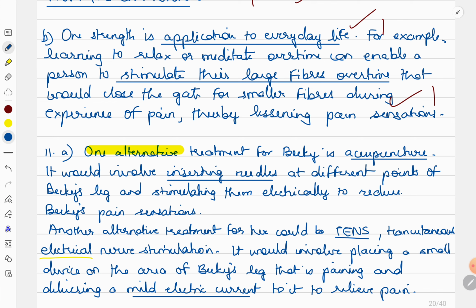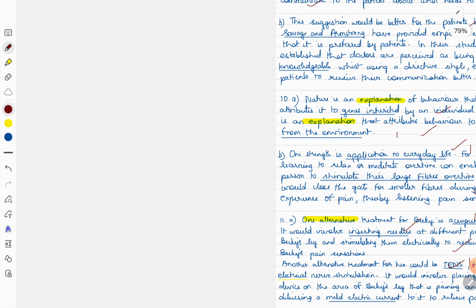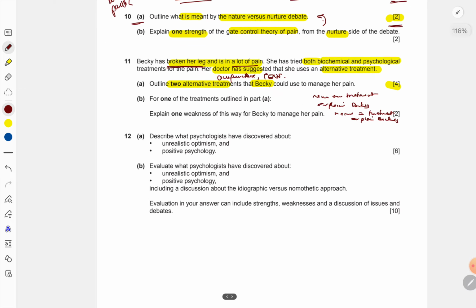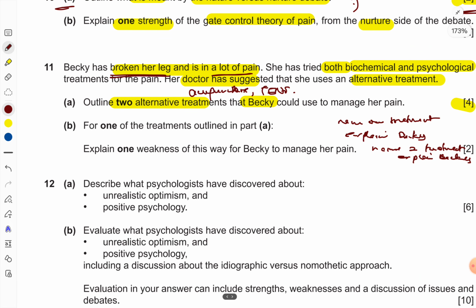Okay, so what we've done is essentially we have named each possible technique. So we get 1 mark for naming, and we have explained the technique but with reference to Becky's scenario, not just in general. We don't say things like in acupuncture needles are placed and they're electrically stimulated, or in TNS there's a small device that is used to pass an electric current. We don't write general statements like this without referring to Becky.